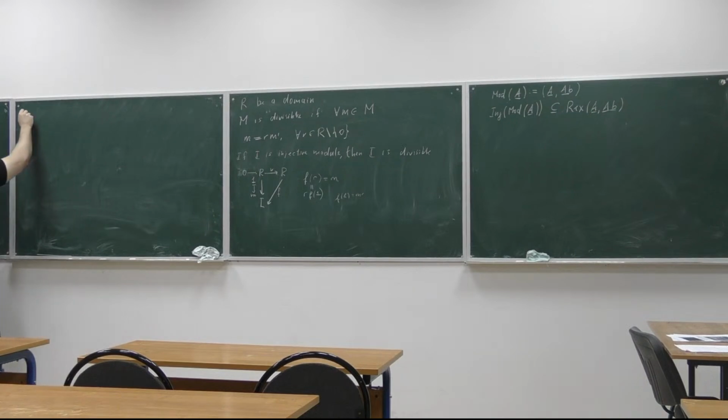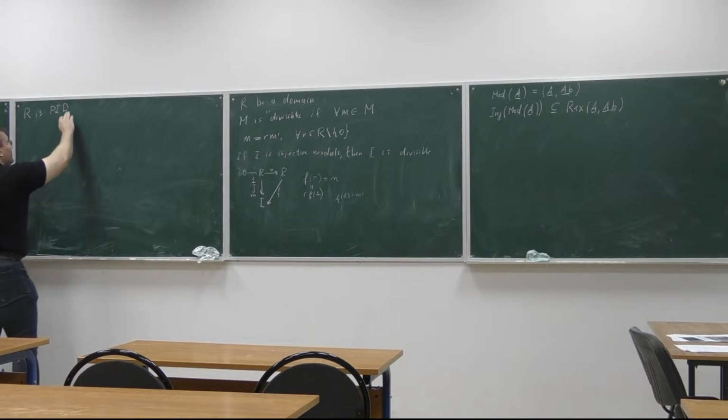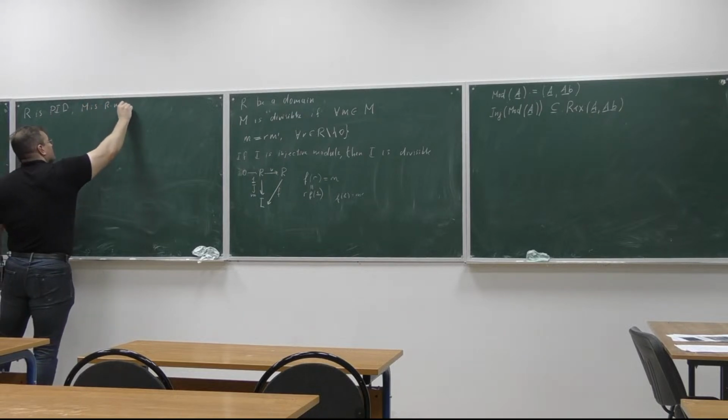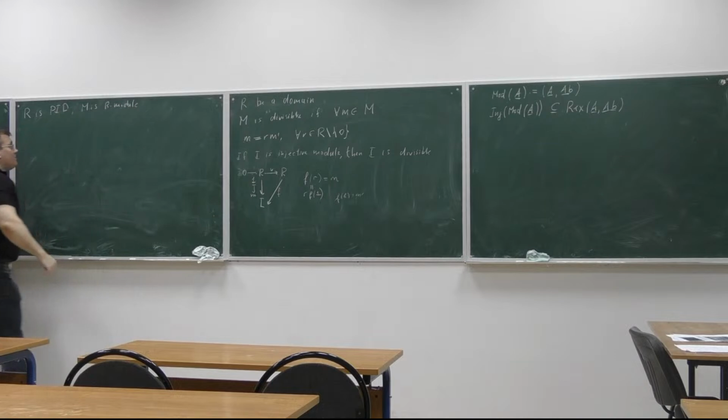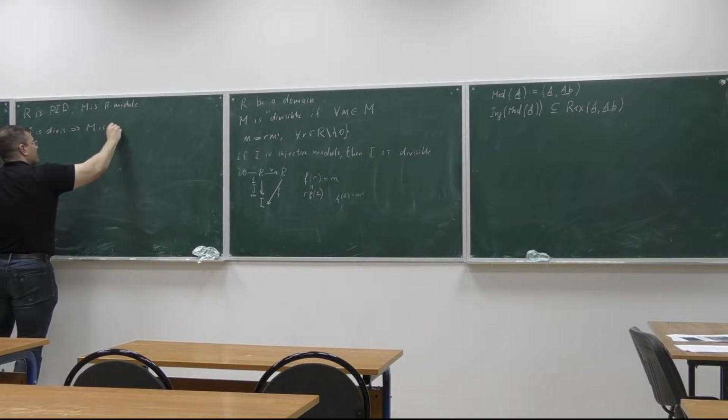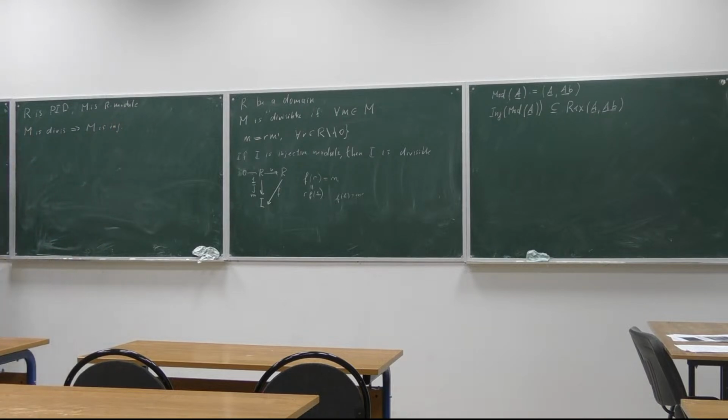Well, in the other direction, suppose that R is a principal ideal domain and M is an R module. Well, left or right, we can assume that the ring is commutative, the argument is still the same. So if M is an R module, then M is divisible implies that M is injective. So for principal ideal domains, being divisible and being injective is the same thing.